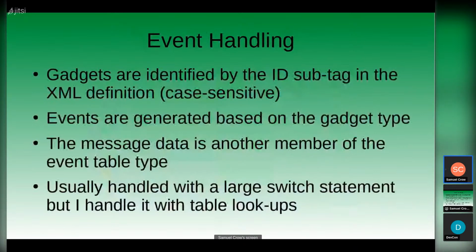Now let's cover the event handling. As mentioned earlier, the ID subtags identify the gadgets, and XML is case sensitive. Event types are dependent on the gadget type. The message data items are parameters passed within the event messages. In all the Rapagui example programs, a switch statement was used, but using table lookups is more modular and allows the different classes to have their own event handlers by encoding their messages with a prefix.